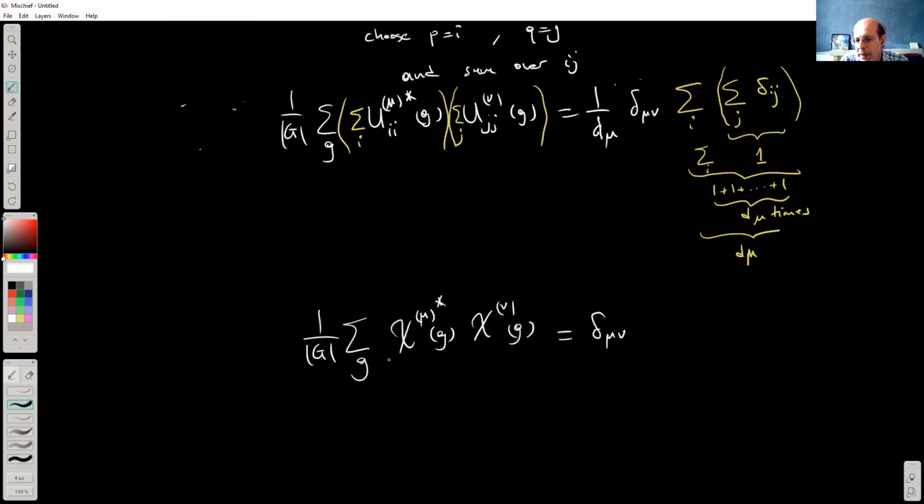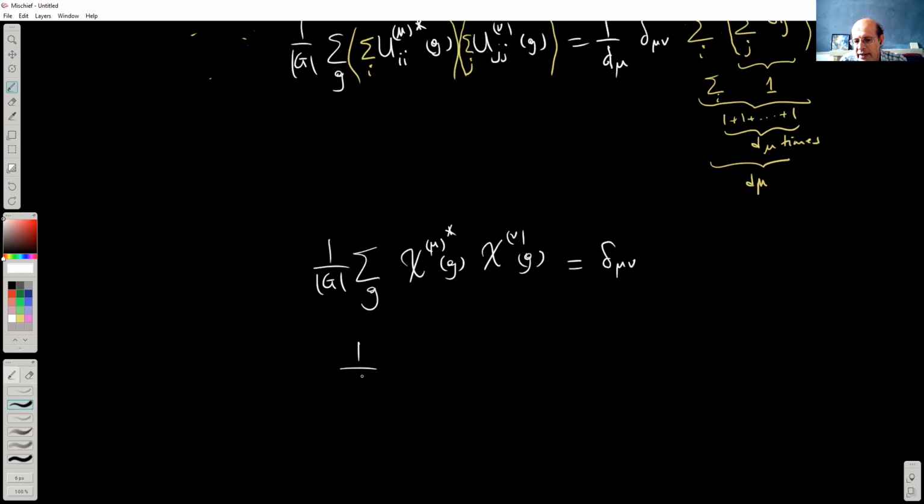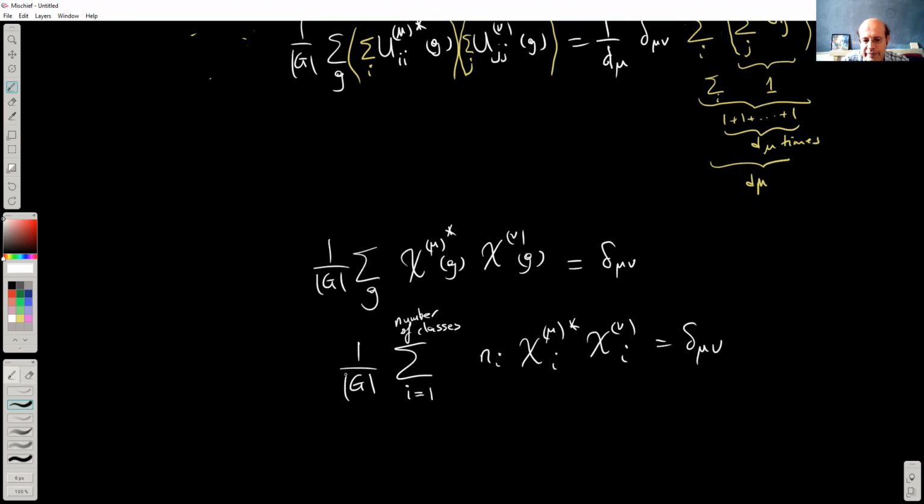This is a sum over the group elements, but I can easily convert this into a class summation. So as a result, this can be written like this. This is a summation from 1 to the number of classes, and then we have ni, character of mu I star, character of mu I. That's equal to delta mu.